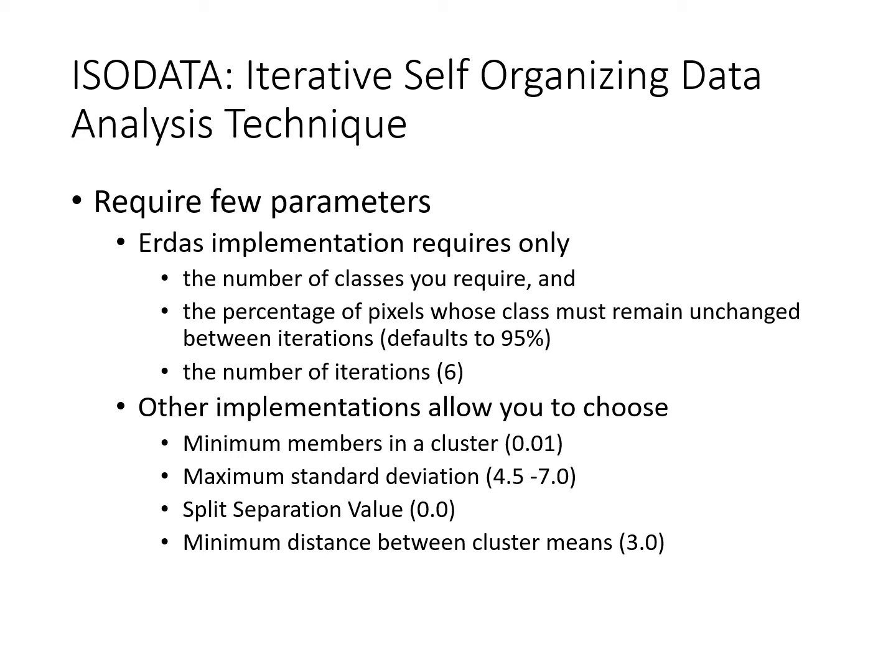So you have to tell it how many classes you want. You have to tell it what percentage of pixels can remain constant to force the iterations to stop. And then you need an alternate criteria for that stopping, the number of iterations.